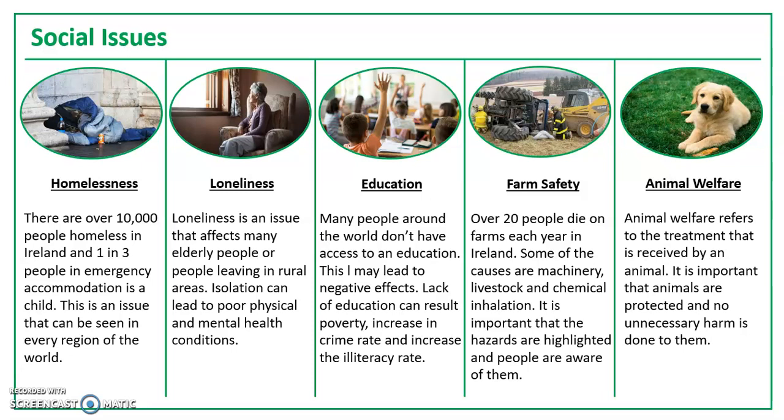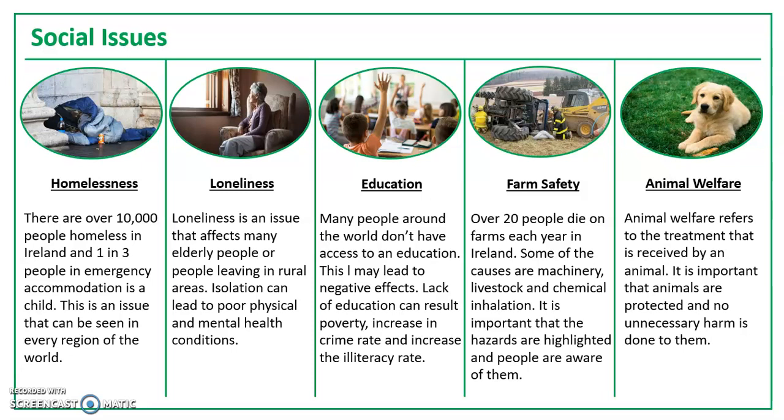And then students might be able to identify with this and be able to parallel their lives and how they're getting an education, and make connections with that. Obviously, then farm safety, a lot of people don't know the dangers that are on the farm, and highlighting these dangers such as machinery, livestock, and chemicals. And then animal welfare, the treatment of animals, and how no unnecessary harm should be done to them.